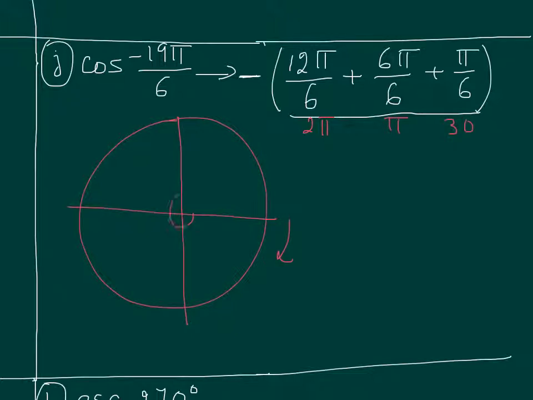2 pi, that's a full circle. 1 pi, you get back to here, and then an extra 30 degree. And so the reference angle will be 30. The opposite will be 1, adjacent will be rad 3, and the hypotenuse will be 2. Answer the question. The cosine is adjacent over hypotenuse.